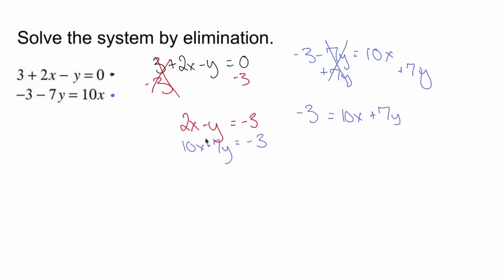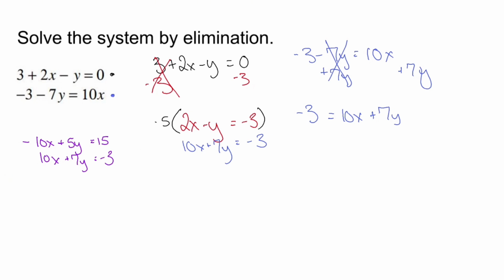Now that I have everything lined up, I need to eliminate. Well, I can't because 2x and 10x are not the same but opposite, and negative y and 7y are not the same but opposite. So let's get rid of x, and we'll multiply the top row by negative 5. By multiplying the top row by negative 5, and let me write it out here to the left, I'm going to end up with negative 10x plus 5y equals 15. The bottom equation stays the same. 10x plus 7y equals negative 3. If you're wondering, why didn't you just multiply the top by 7 to get rid of the y's? I could have, but I didn't.